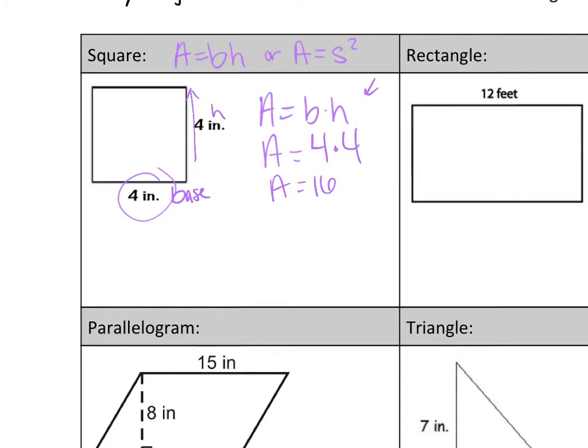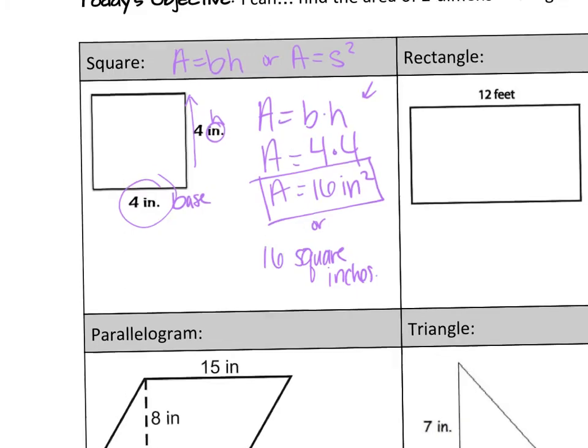Now, because this is area, everything is in inches squared or feet squared or units squared. So because it's in inches, we would write inches squared. Or you could write 16 square inches. That's a lot, so I suggest writing inches squared.